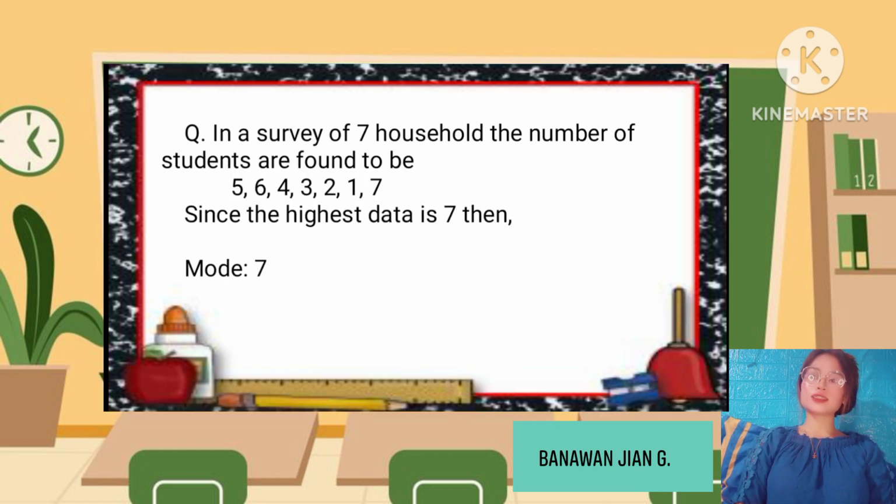So for example, here in the survey of 7 households, the number of students are found to be 5, 6, 4, 3, 2, 1, 7. Since the highest data is 7, then our mode is 7.